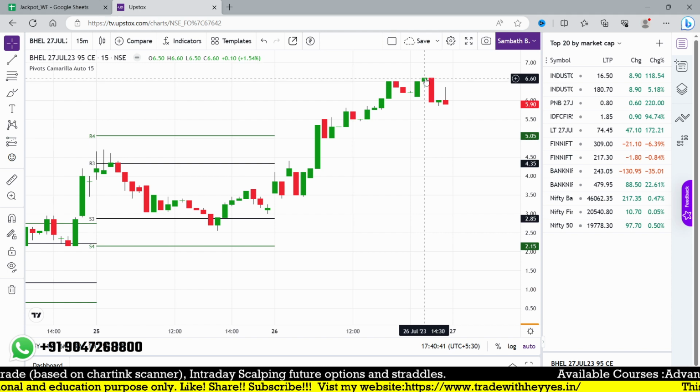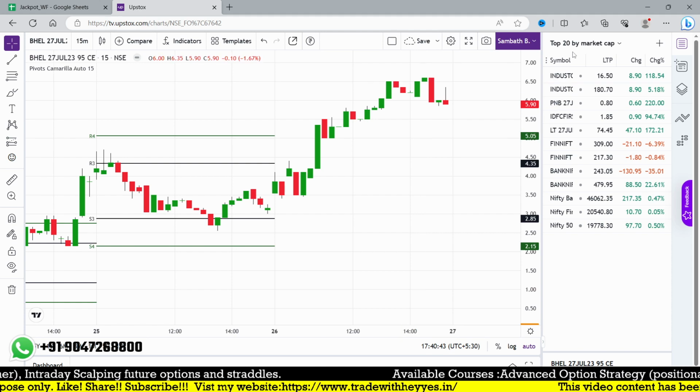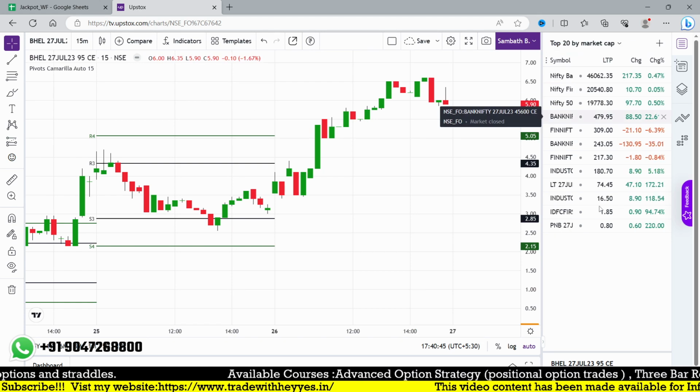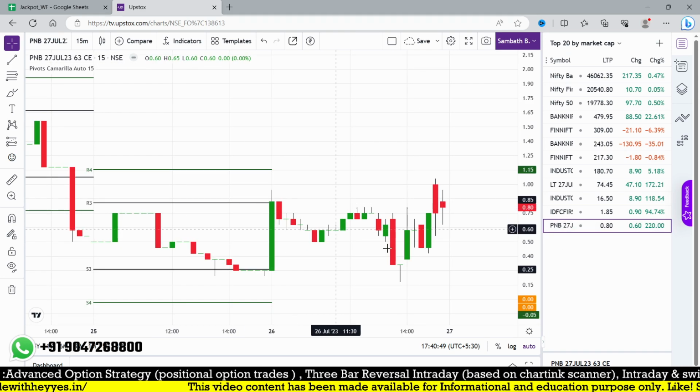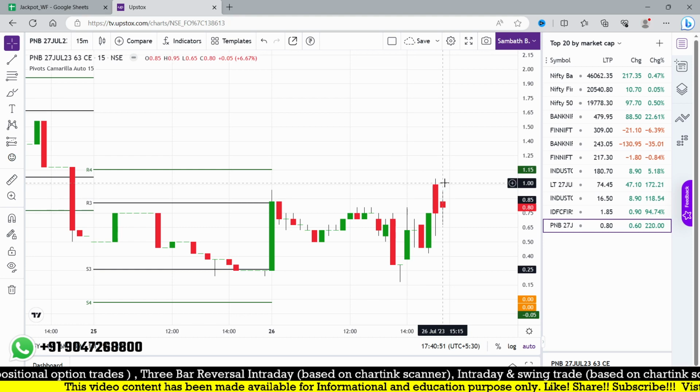Those who watched saw around 6.6, and among the options I'm trying today is PNB, at the same price, which settled from around 80 paisa, came down to 20, and then recovered to 80.